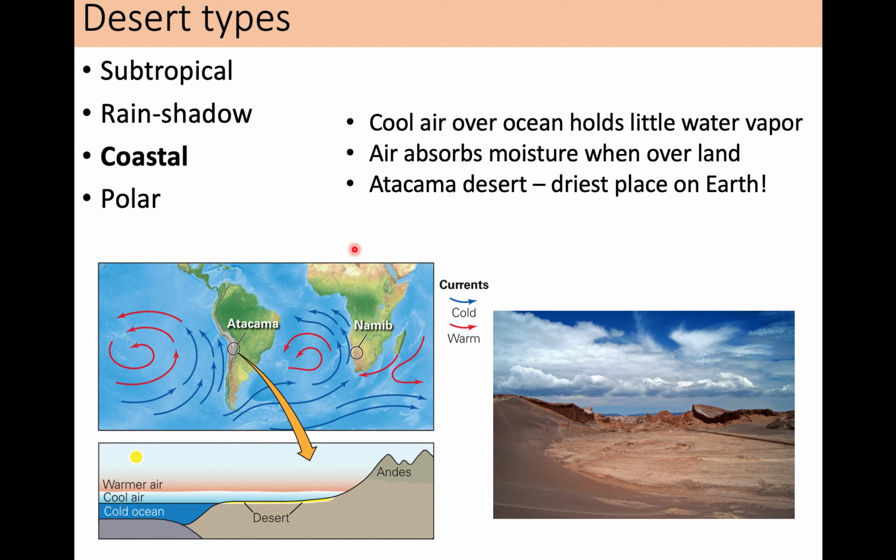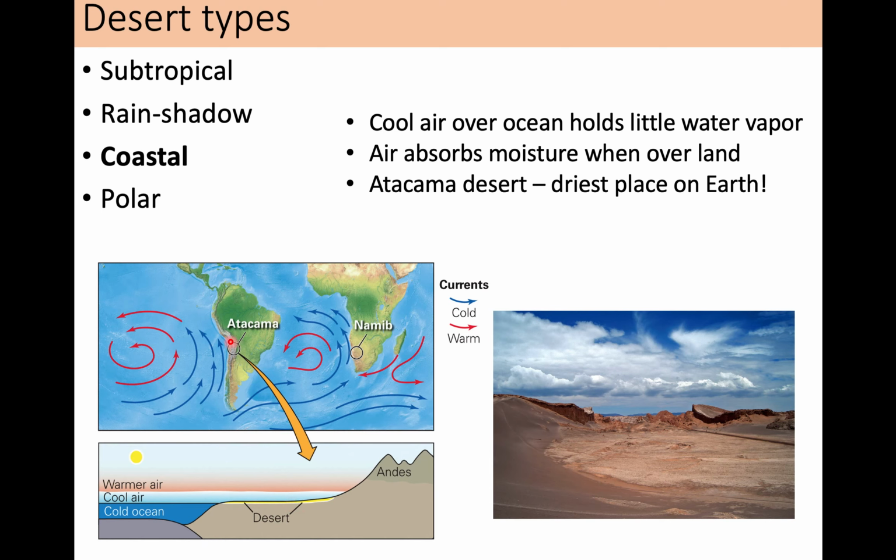So there will be very cool air close to the ocean surface, just like here we have cold ocean, so the air right above the ocean is going to be very cool. It's not going to hold a lot of water, which means that the beach area near this cold ocean, the shallower area near this cold ocean, is going to be desert.